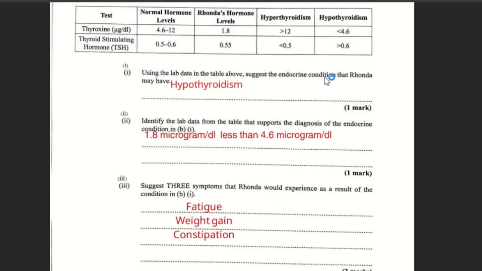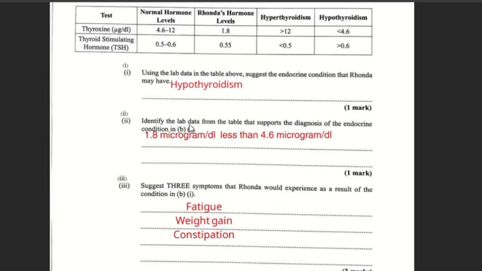So basically, what we're going to look at is the thyroxine part here. This is saying that if the value for the patient is less than 4.6, and she has 1.8, it means that they have hypothyroidism. If her value was greater than 12, then she would have hyperthyroidism, right? But because her value is less than 4.6, the answer is going to be hypothyroidism, right? So anyways, that's the answer.